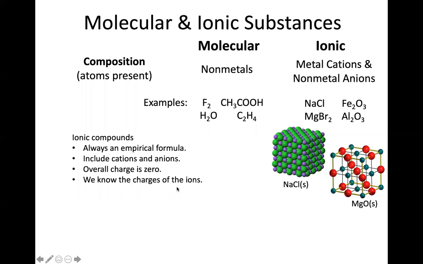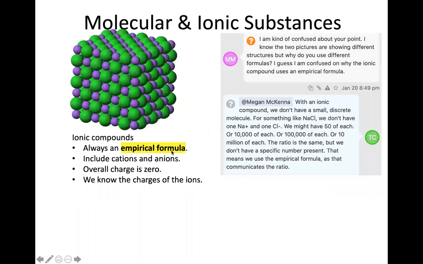And then my last thought is, we are going to know the charge of the ions that are present, because we're going to be able to know that information that we just talked about a moment ago when it comes to the charges and their placement on the periodic table. Let me show you what I mean about that. But first of all, why is an ionic compound always written with an empirical formula?